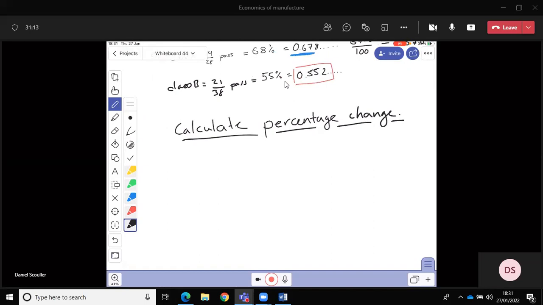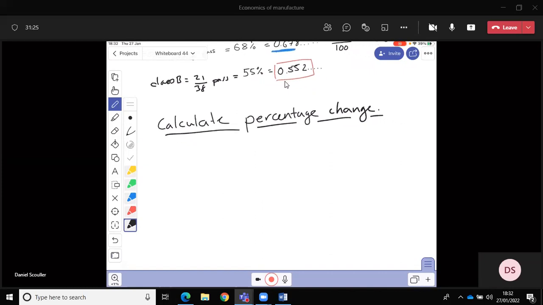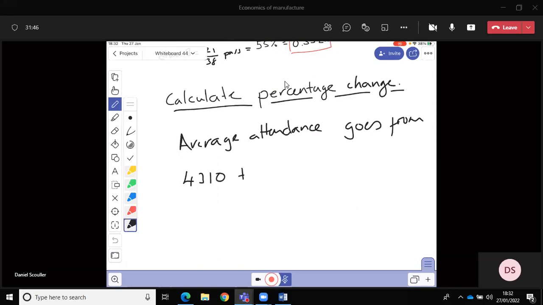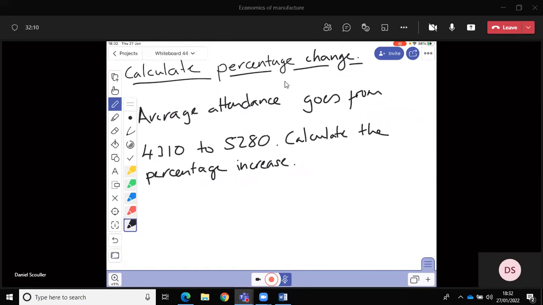Essentially, you've got a start number and an end number, and you have to show how much of a percentage that's changed by. If we put a story question to that, we've got an average attendance at a stadium that goes from 4,310 to 5,280. We want to calculate the percentage increase. So we know it's increased, but we want to show that as a percentage change.